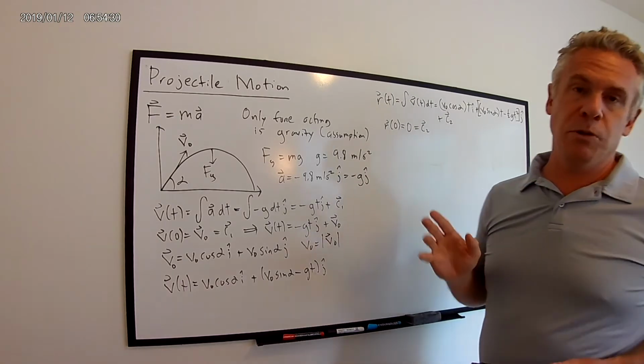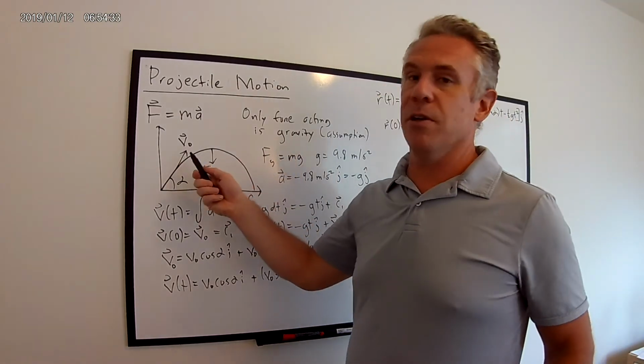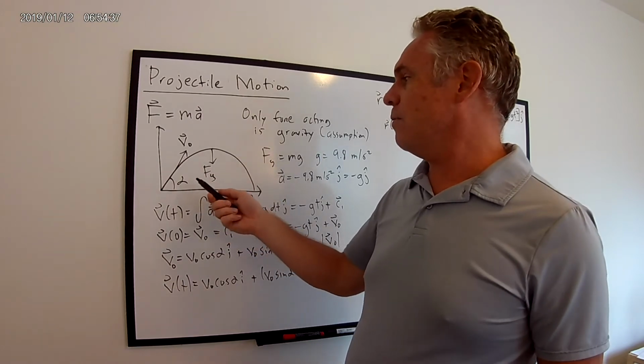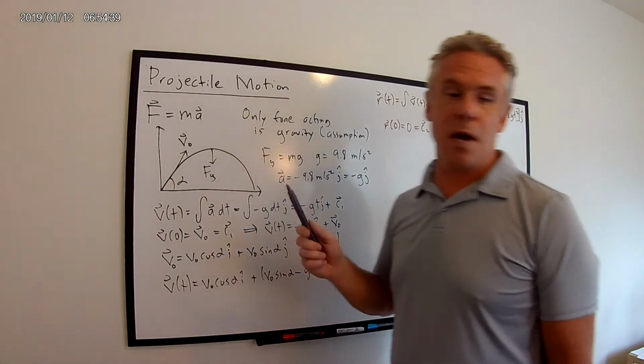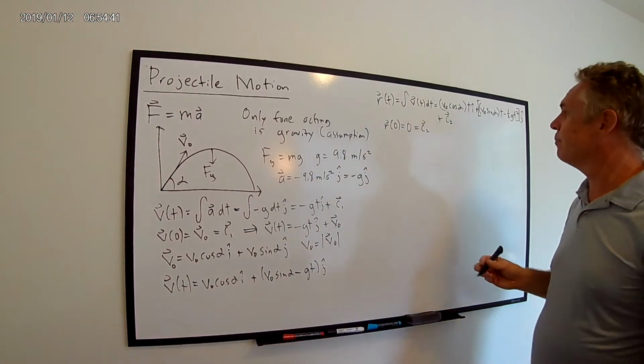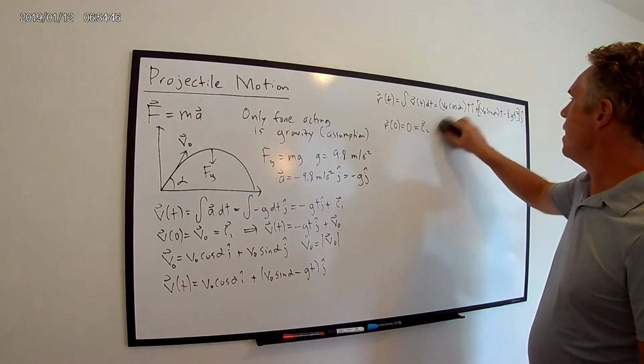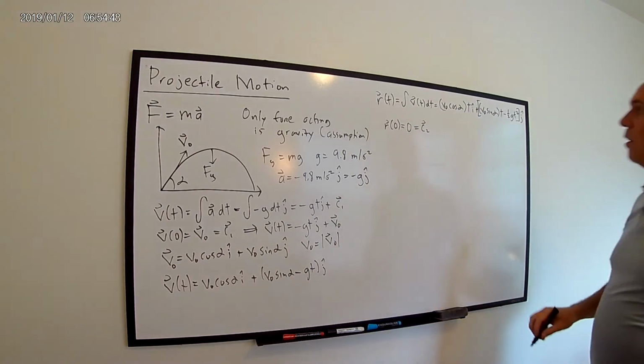Now we'll do a problem in class where we actually fire this object from a cliff. In that case, our initial position is not 0, so we'll talk about how to deal with that in class. So basically, we can erase the c2 right now, and this is our equation for r of t.